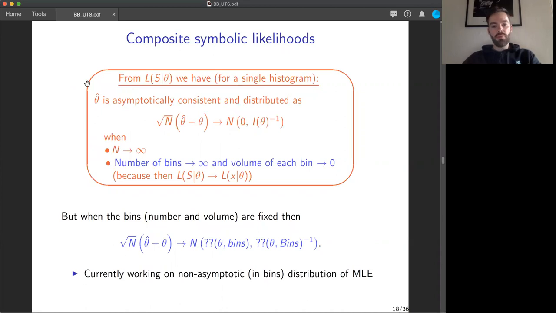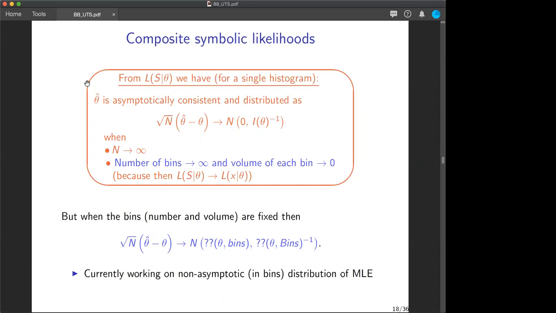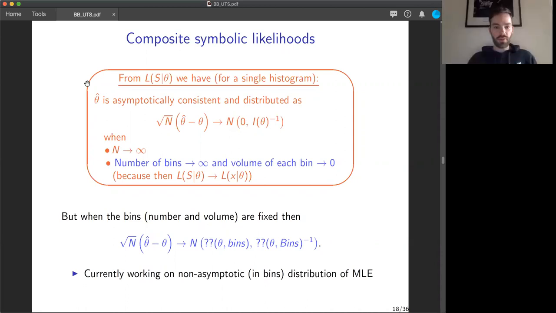Okay, so what can we say about the symbolic likelihood estimator if I have only one histogram? So I'm not looking here at a composite version. But what I can say about the symbolic likelihood in this case is that the estimator is going to be asymptotically consistent and normally distributed. It's going to be unbiased, and the variance is going to be the inverse of the Fisher information matrix. But you need to see that when I say asymptotically here, I mean that I need to have n go to infinity, which is what I also said for the classical case.